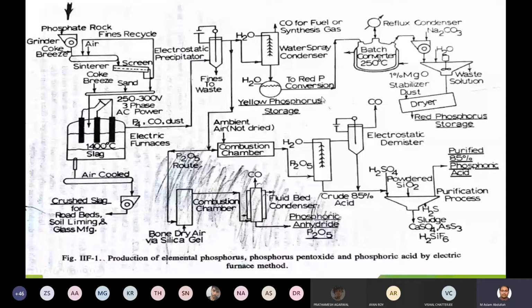This yellow phosphorus is sent to the batch converter. In the batch converter unit, we will heat the yellow phosphorus to a temperature of 250 degrees Celsius. Now the question that comes is, what is the temperature maintained in the water spray condenser, which you have to answer at the end of the flow sheet. We will send this yellow phosphorus to the batch converter. In the batch converter, we will heat the product at 250 degrees Celsius.